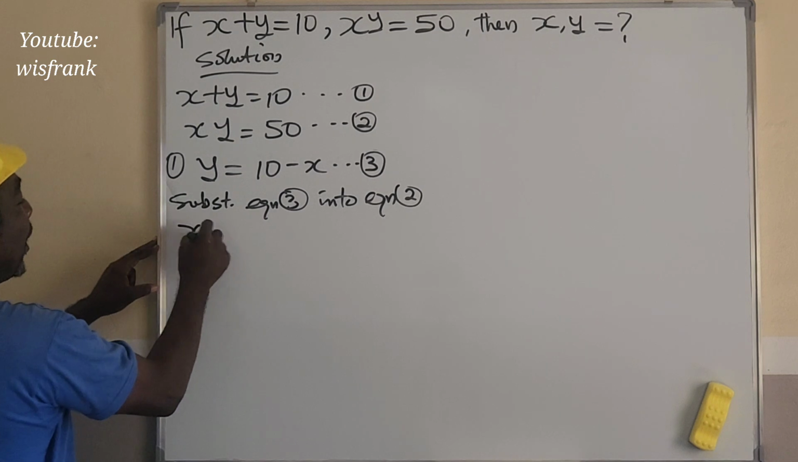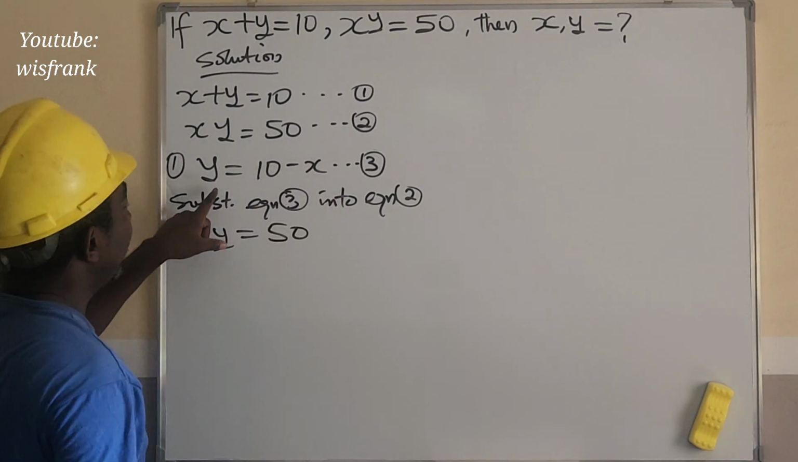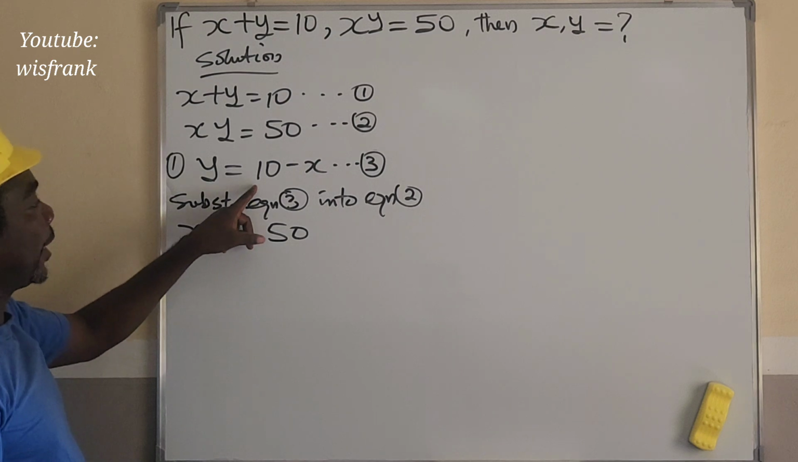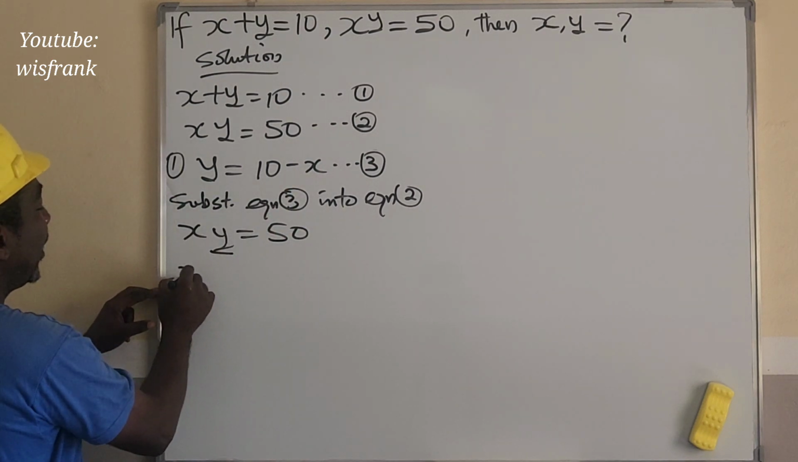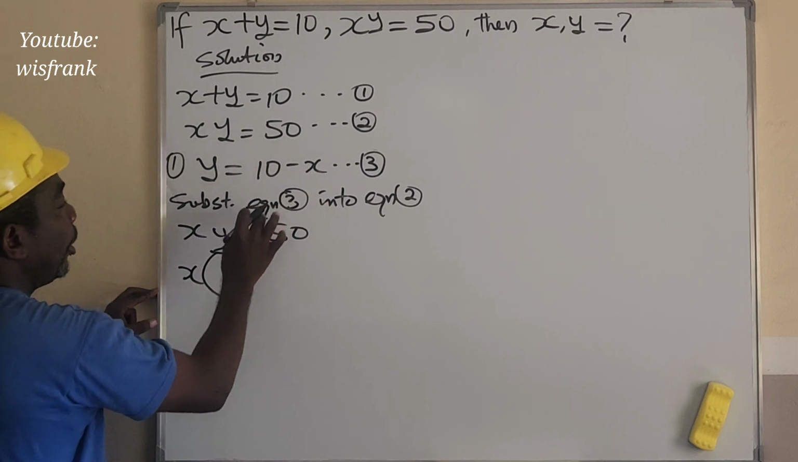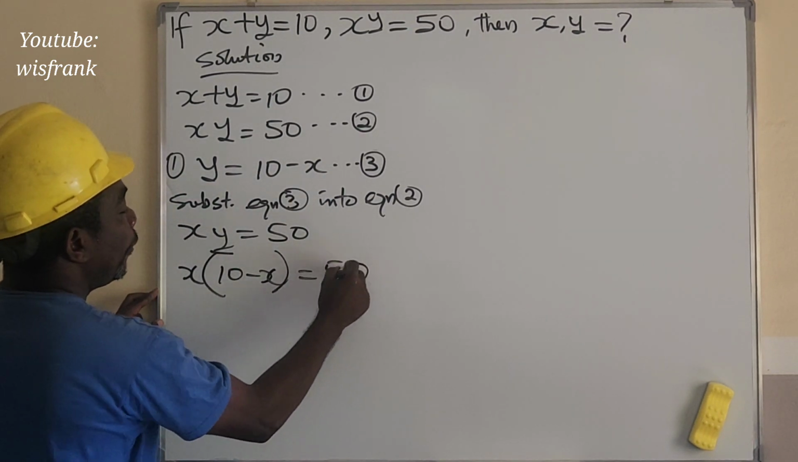Therefore, we have equation 2 as xy equals 50. And here, equation 3, our value of y equals 10 minus x. So we'll put it in this place. So we have here x into, in the place of y, we put 10 minus x, equals 50.